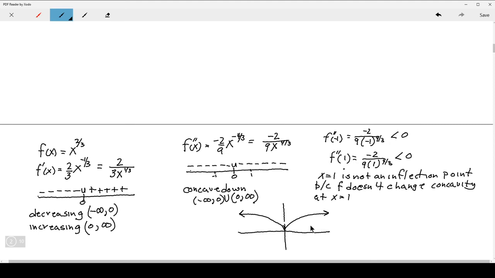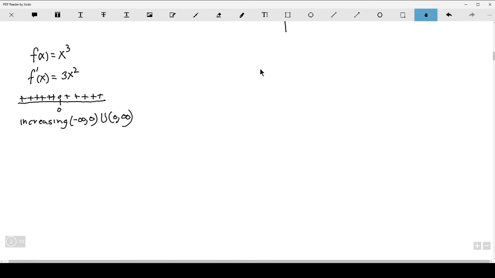All right, so this was an example of a function that did change from decreasing to increasing, but didn't change concavity. It remained concave down the entire time. If I scroll down a little bit here, this was the third function that we looked at. And remember, I chose this function because we all know what it looks like already, which was x to the 3rd. And x to the 3rd turned out to be a function that was increasing everywhere.